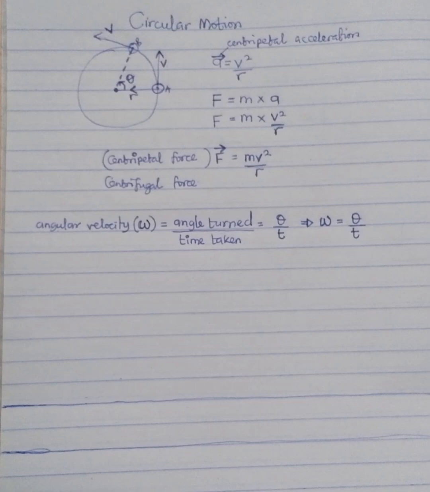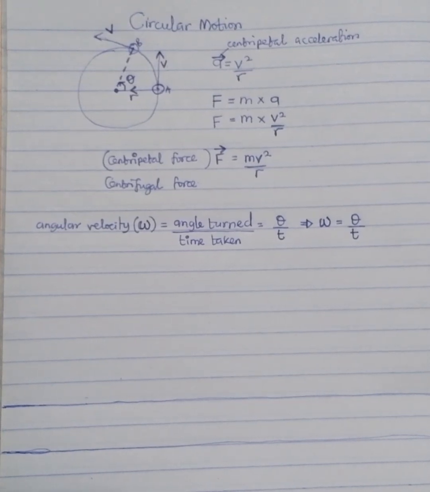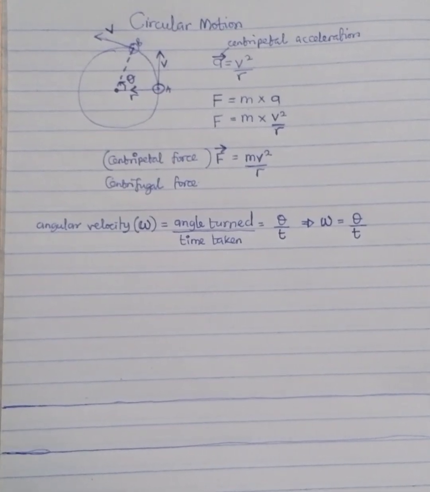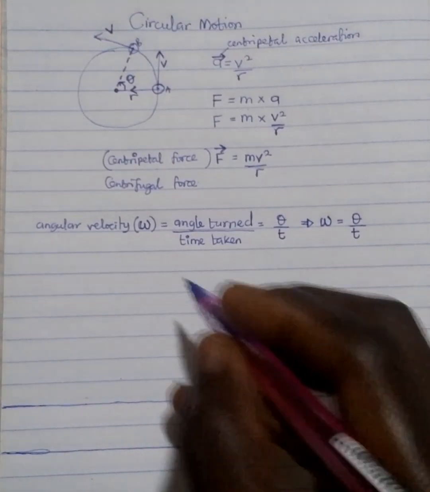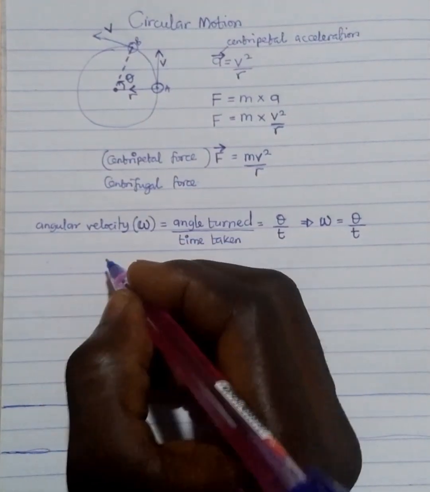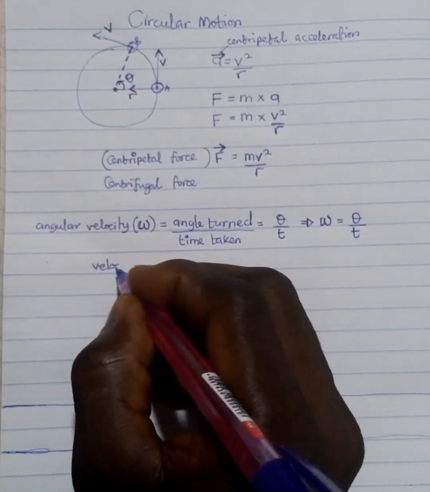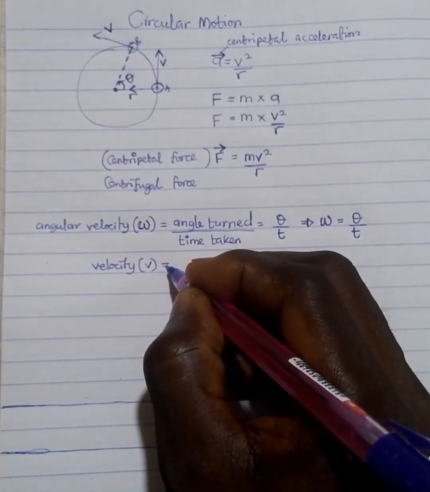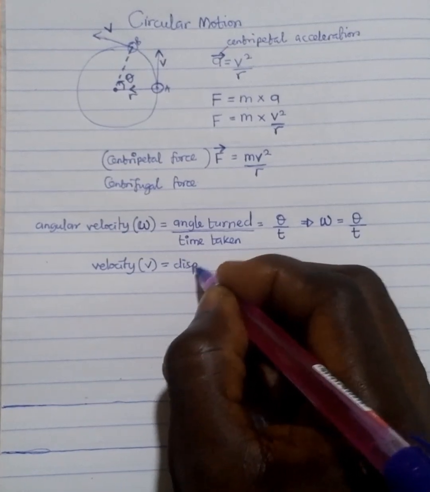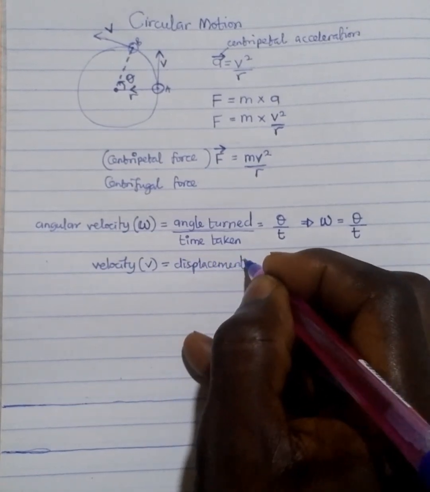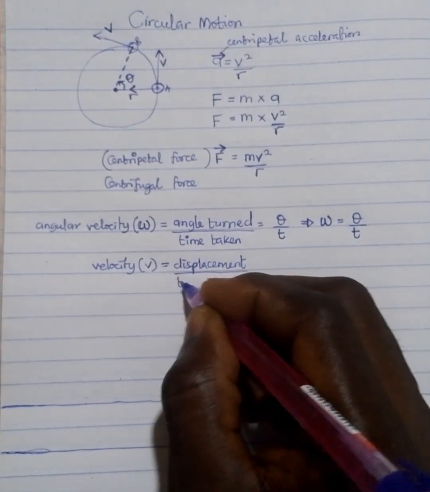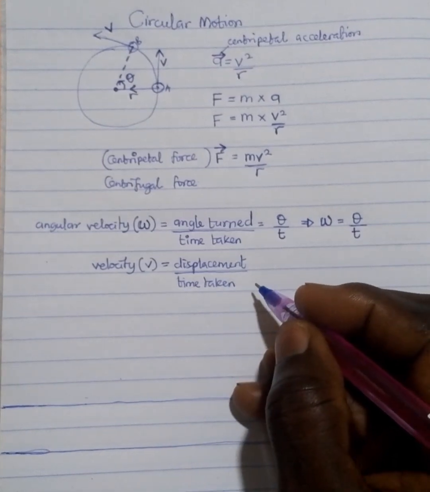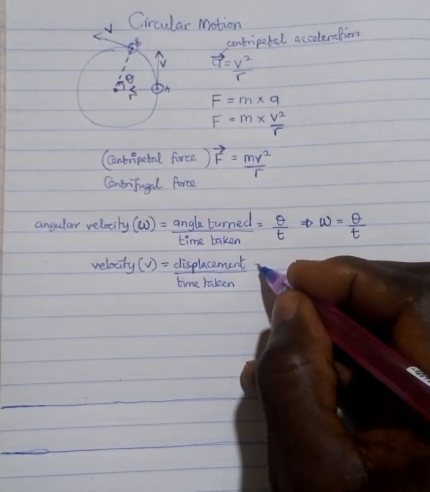What about our normal linear velocity? The definition is: velocity v is equal to displacement divided by time taken. Displacement divided by time taken.